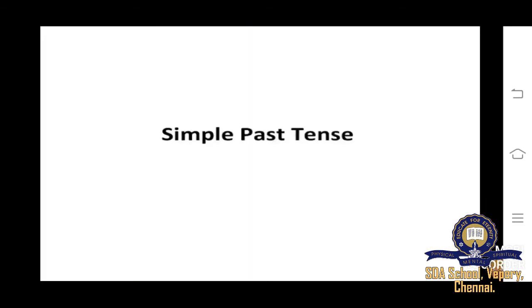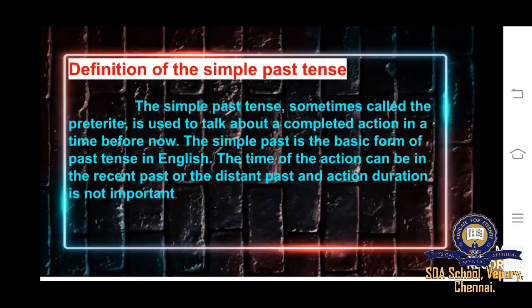So the first is simple past tense. Definition of simple past tense. The simple past tense, sometimes called the preterite, is used to talk about a completed action in a time before now. The simple past is the basic form of past tense in English.